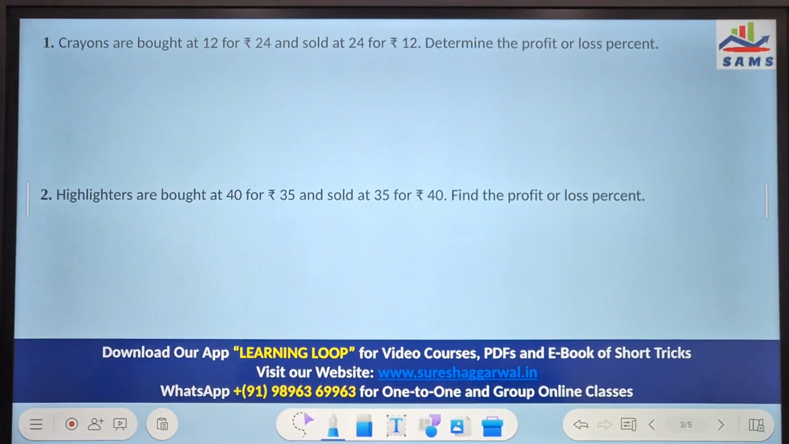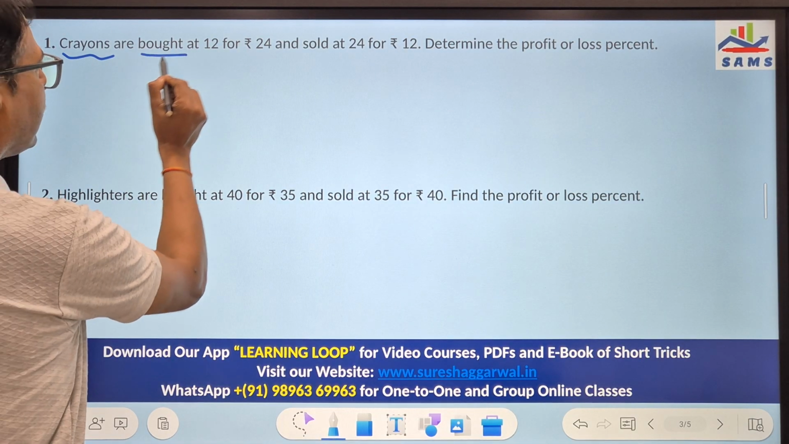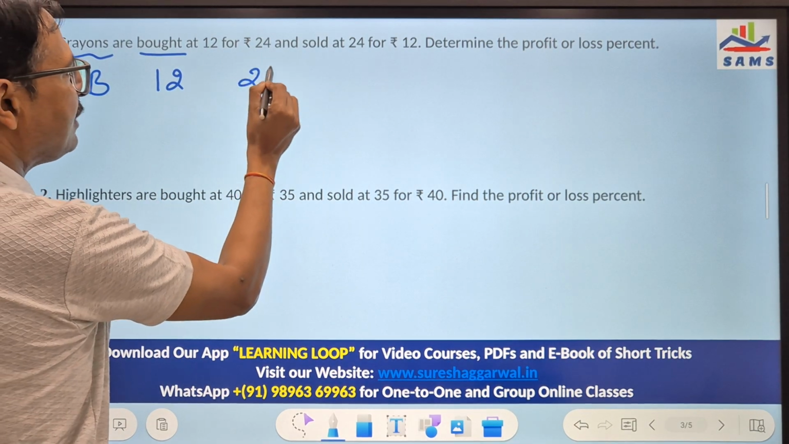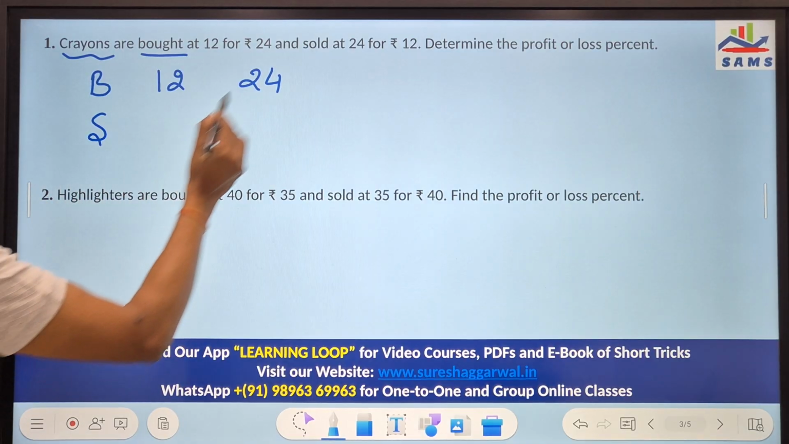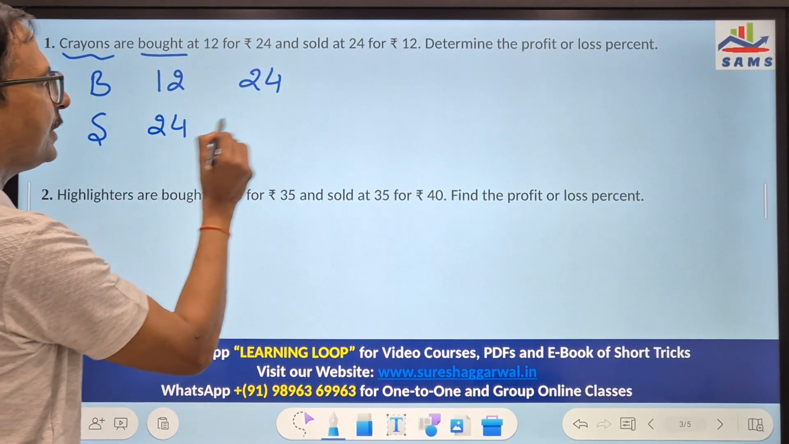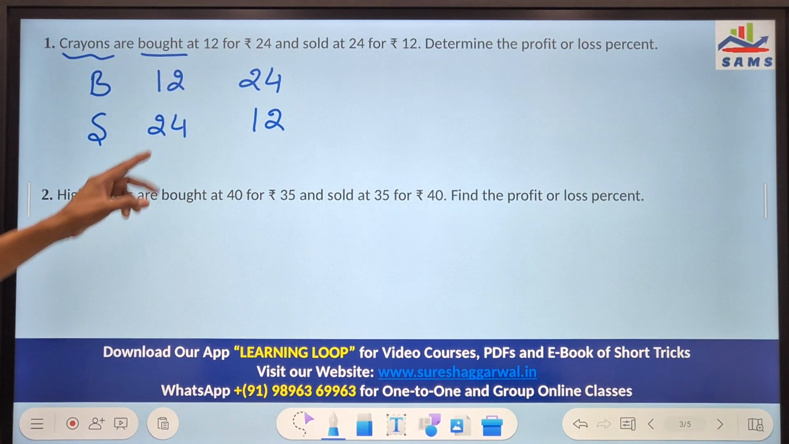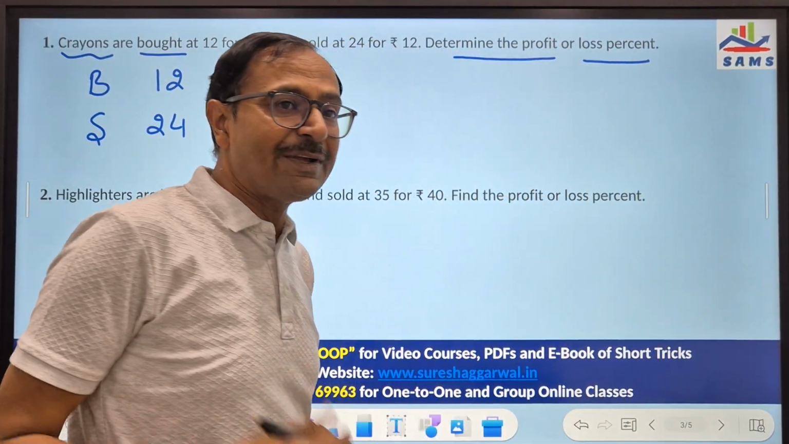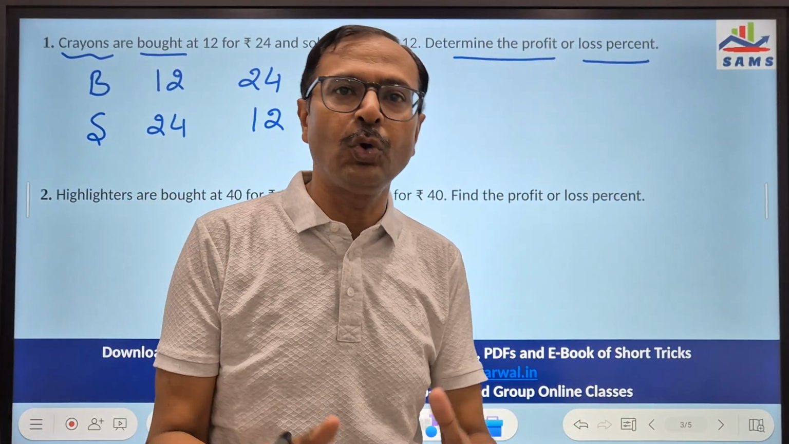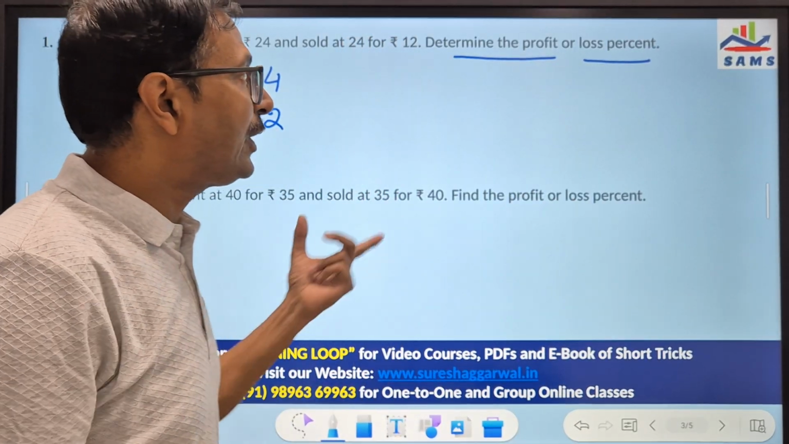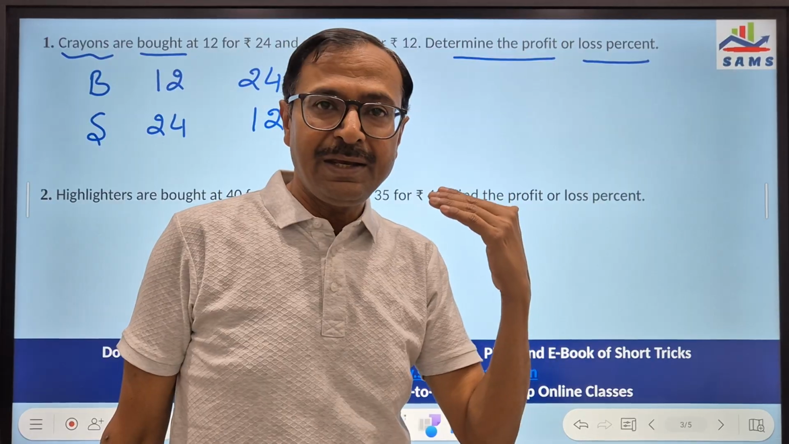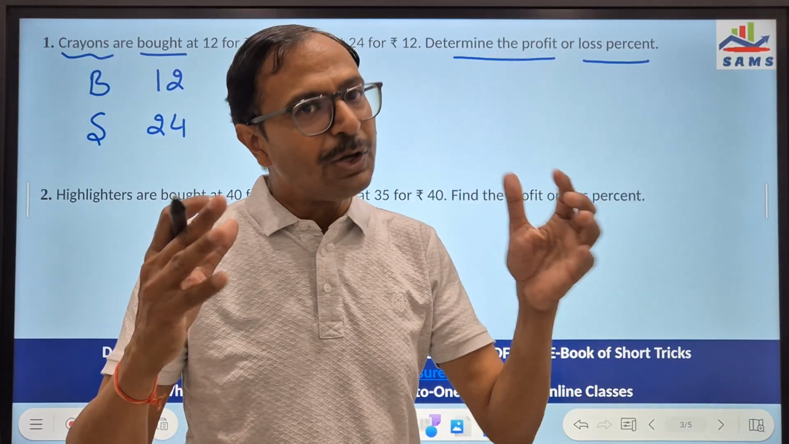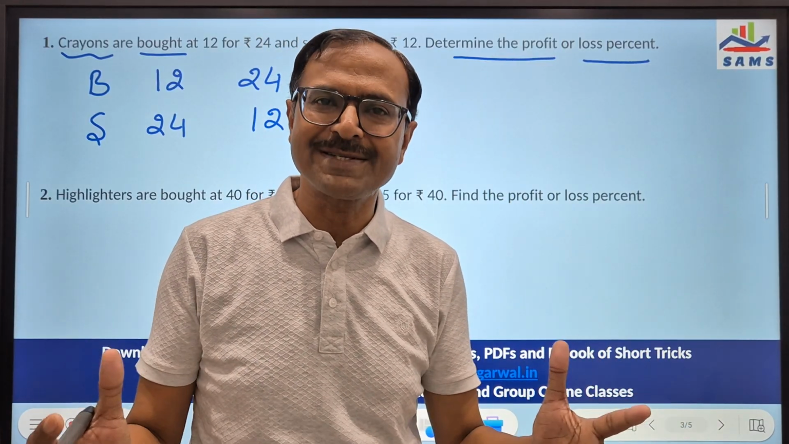Here we are. Look at this question. Crayons are bought, so we are buying, I will write B, 12 for rupees 24 and sold as 24 for rupees 12. See what is happening here? The quantities are getting interchanged and we want to find the profit or loss percent. Whether it is profit percent or loss percent, you will come to know by yourself, because if you get a positive quantity as the answer it is profit percent, and if you get a negative quantity as an answer, the answer is loss percent. That is one check you need to understand.